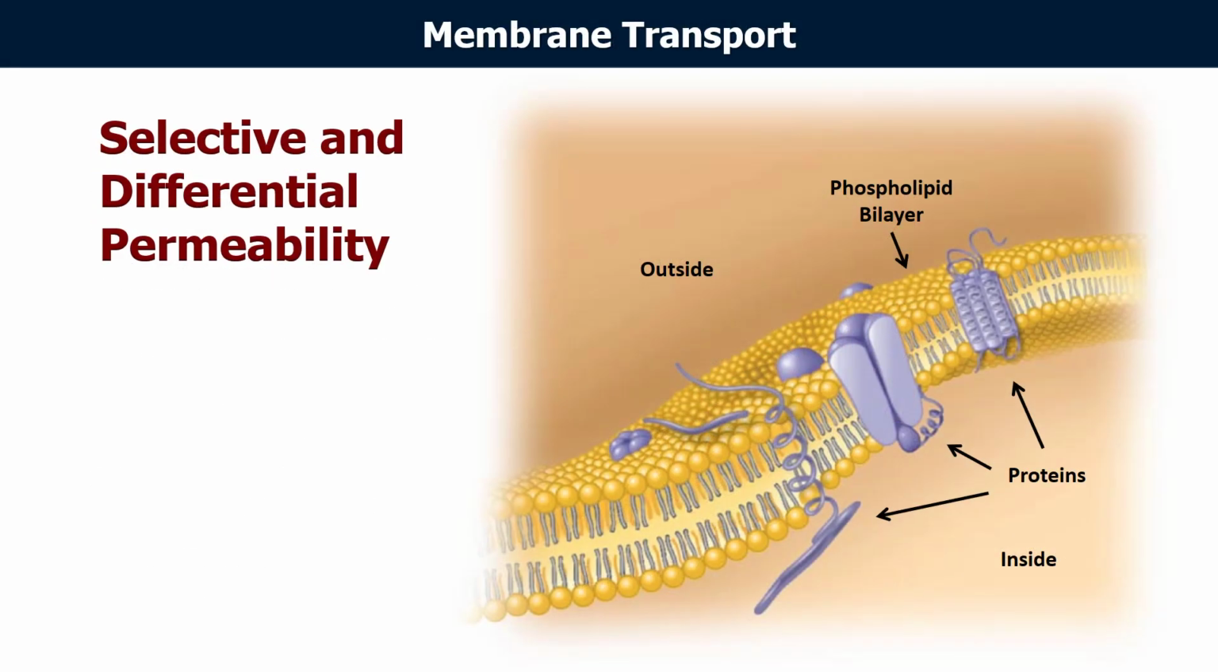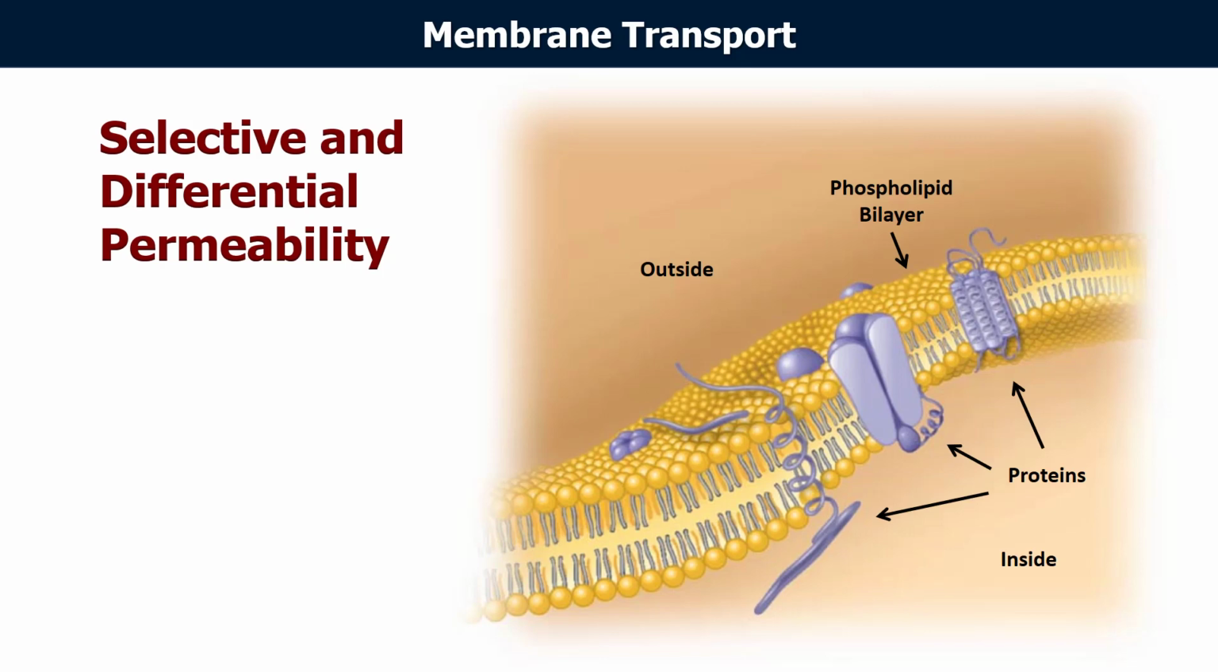Now the membrane as a whole, its main job is to regulate what enters and exits the cell. And we would say that the membrane shows selective and differential permeability. So what do we mean by those terms? Those three terms: selective, differential, and permeable. Let's start with permeability. The word permeable simply means ability to pass through. Something can permeate, it can pass through.